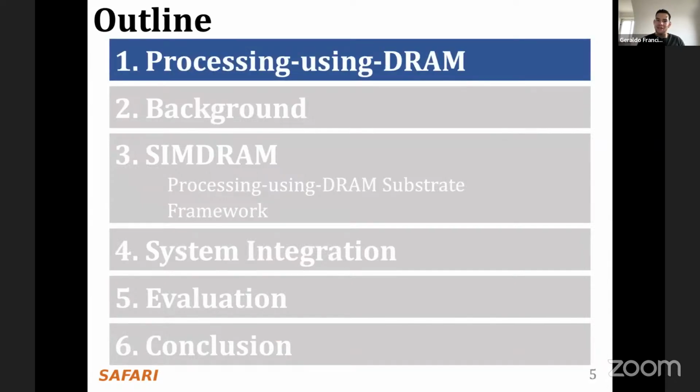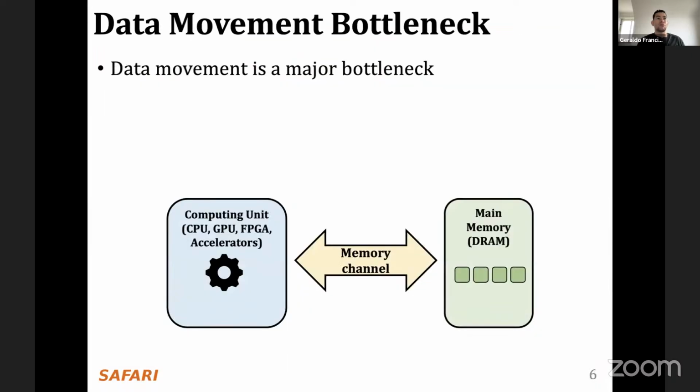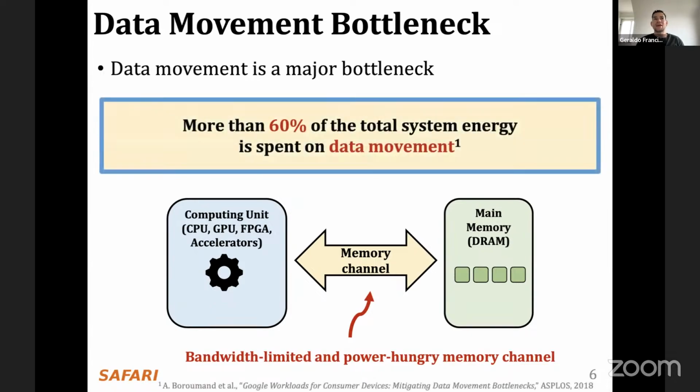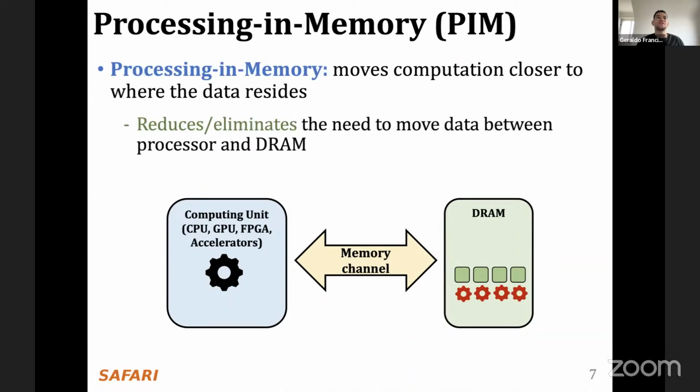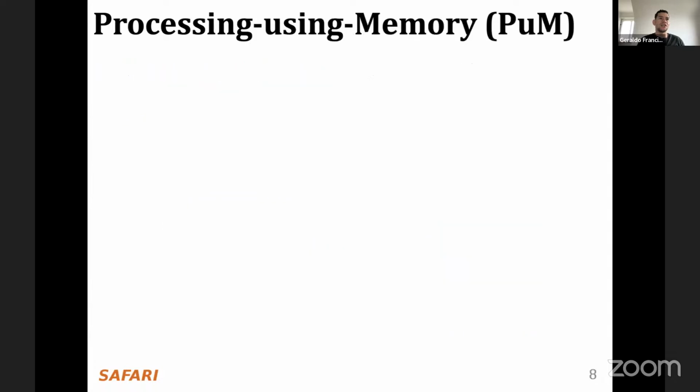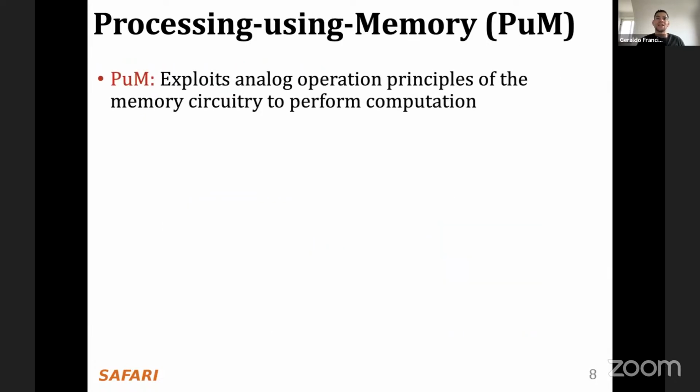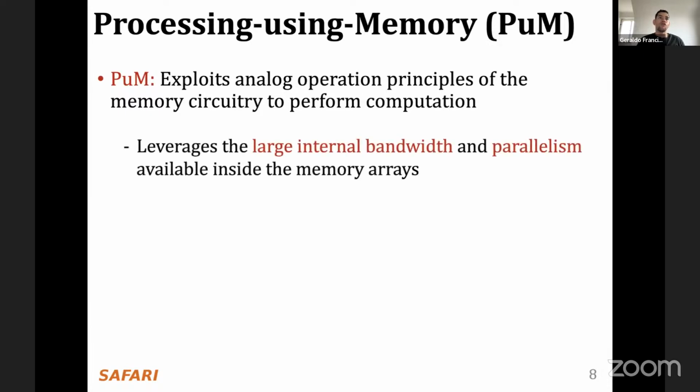I'm going to briefly introduce again processing using DRAM architectures. The problem that you're trying to solve is probably already in your mind: there is a bandwidth limitation between compute and memory in processor-centric designs. Moving data back and forth through the narrow memory channel that connects processors and memory devices creates data movement bottlenecks. One way of alleviating those data movement bottlenecks is by using processing in memory architectures, which move computation to where the data resides. In particular, here we talk about processing using memory architectures, which leverage the analog operating principles of the memory chips themselves to perform computation.